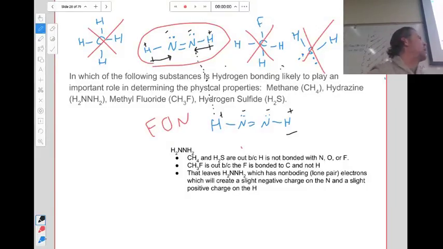Sir? Hydrazine is N2H4, but there are only two H's on each nitrogen. Is there a reason there's only two H's? That I forgot to draw a couple of H's.